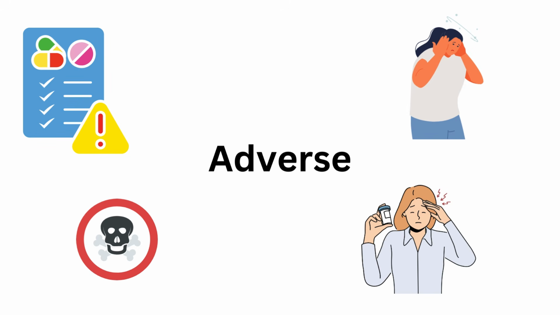The next word is adverse. This could be possibly harmful or undesired. You can have adverse effects. You can think of the skull at the bottom, which shows that it's harmful, or adverse, that it is unwanted. The right images show that they're having adverse reactions or adverse effects.